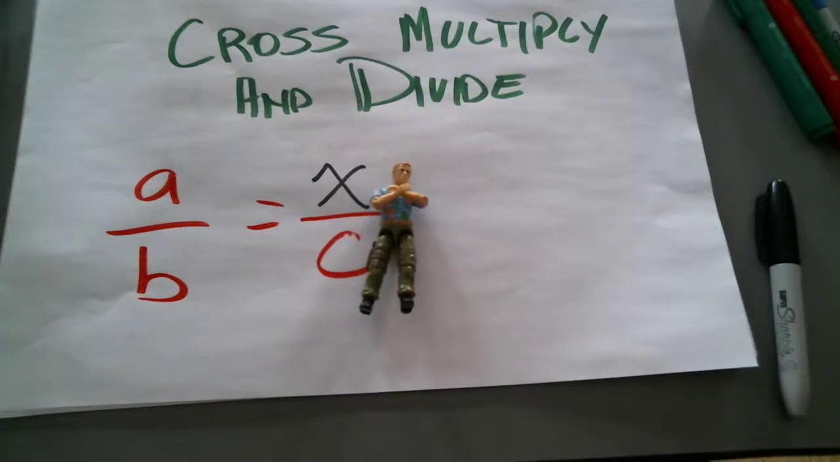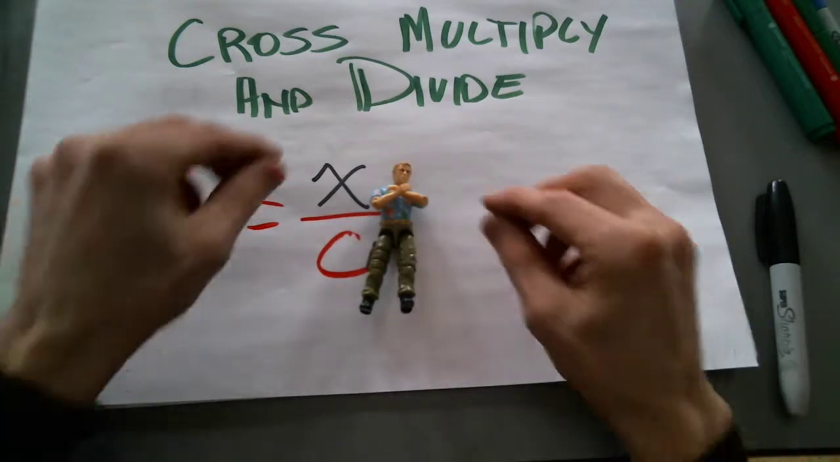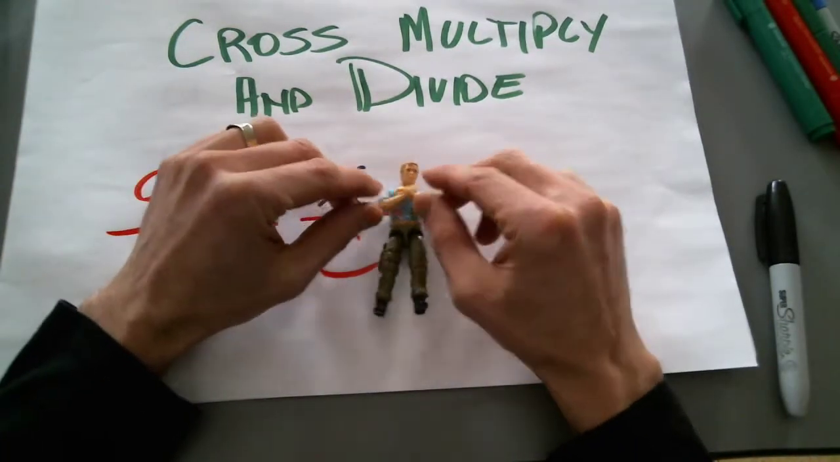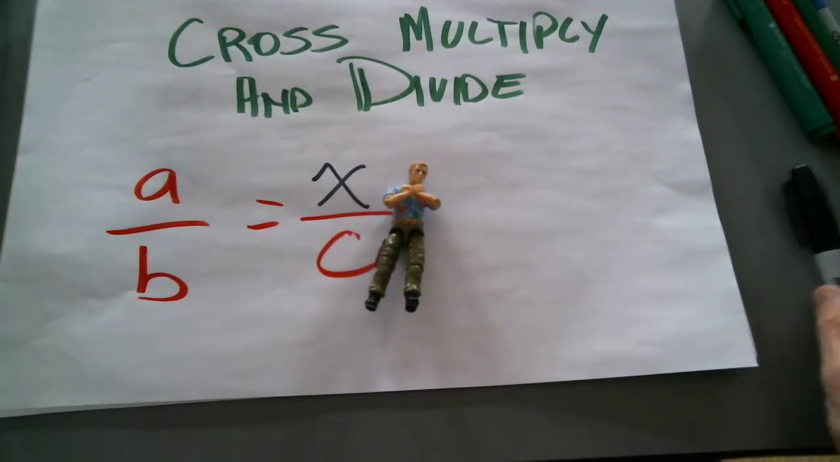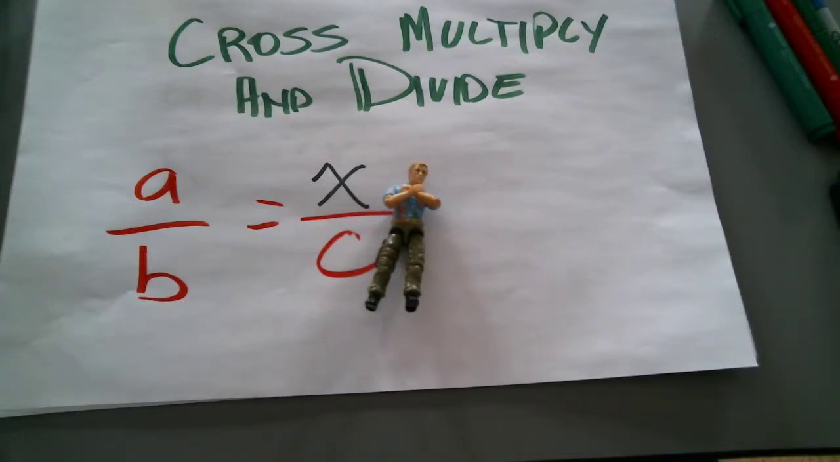Cross, multiply, divide. Cross, multiply, divide. Cross, multiply, divide. All right, guys, this is going to be a very quick Mr. Paul. Well, it's probably going to be about 20 minutes, but this is going to be a Mr. Paul video on how to think through any percent equivalent ratio problem that you'll come across with a simple system.